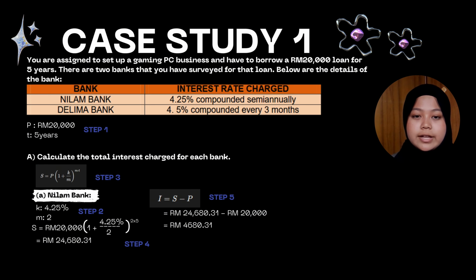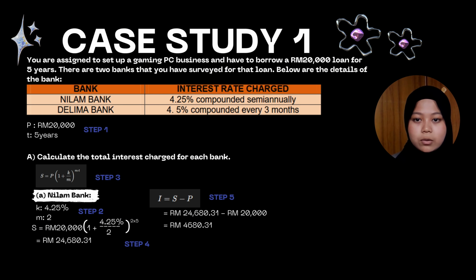Now, let's look at case study 1. You are assigned to set up a gaming PC business and have to borrow a 20,000 loan for 5 years. There are two banks that you have surveyed for that loan. Below are the details of the banks. Nilam Bank 4.25% compounded semi-annually. Delima Bank 4.5% compounded every 3 months. So the first step is you're going to need to list down the principal and time. So P is 20,000 ringgit and T is 5 years.